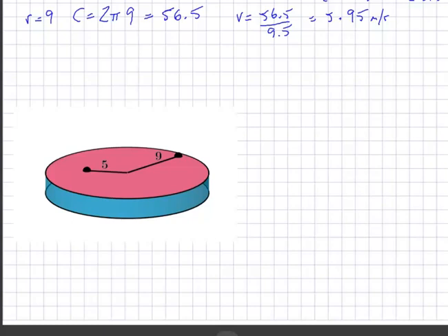If we think of the person who's got a radius of 5, then that circumference is 2 pi times 5, which is 10 pi, which is 31.4 meters. And so the velocity, using the same idea, 31.4 divided by 9.5, gives us a speed of 3.3 meters per second. So 3 1/3, more or less.